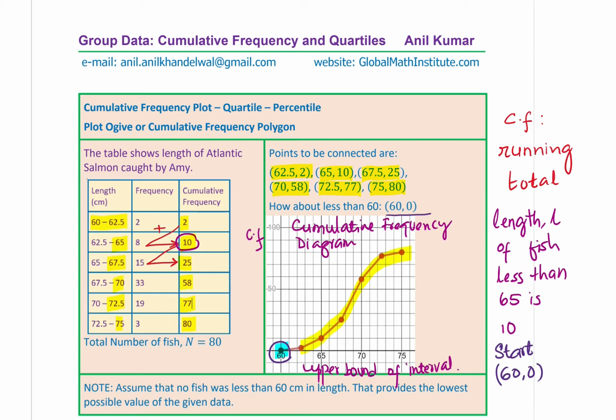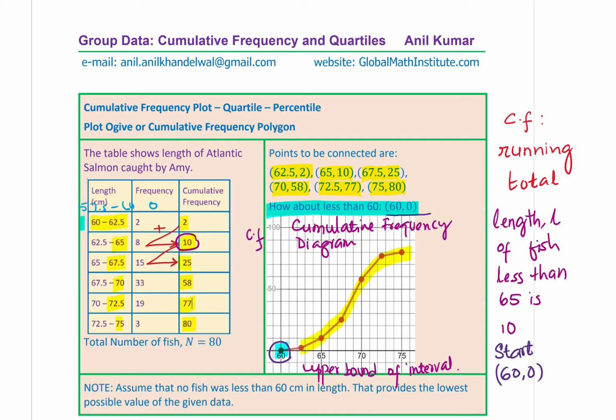You need to show the starting point, which in this case will be the beginning of the interval, right? You can also think about it in the fashion that from 57.5 to 60, we have none, right? So we get this coordinate point 60, 0. That is what gives you the starting point.